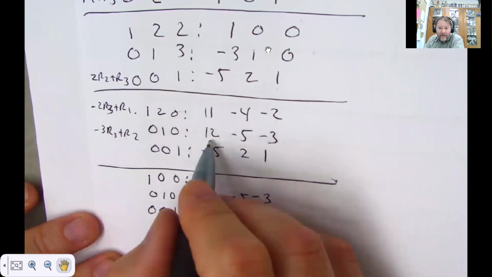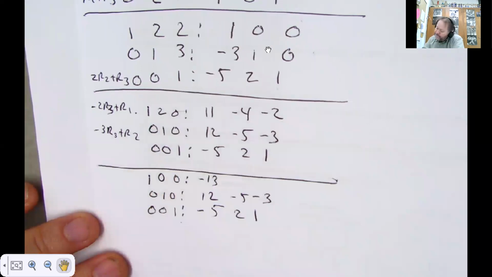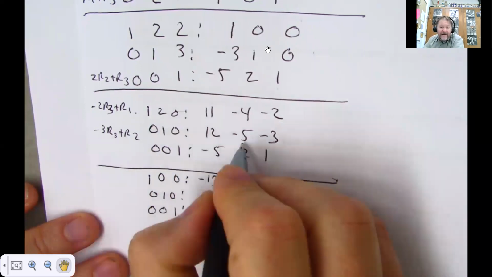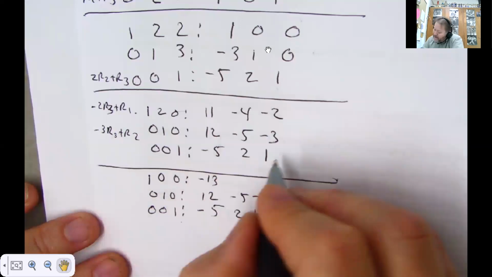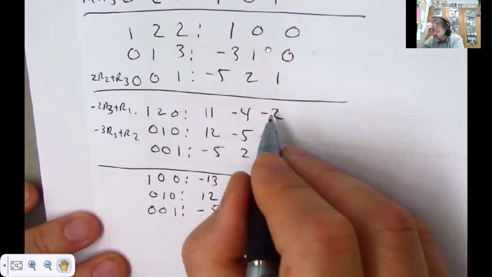Negative 2 times 12 is negative 24, and negative 24 plus 11 is negative 13. Negative 2 times negative 5 is positive 10, and positive 10 minus 4 is 6. Negative 2 times negative 3 is 6, and 6 minus 2 is 4.